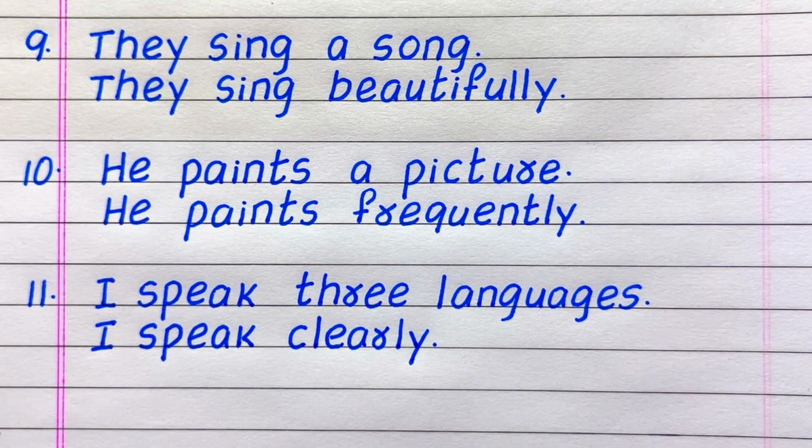Ninth example of a transitive verb is they sing a song, while they sing beautifully is an intransitive verb. Tenth, he paints a picture is a transitive, while he paints frequently is an intransitive verb. 11th, I speak three languages is a transitive, while I speak clearly is an intransitive verb.